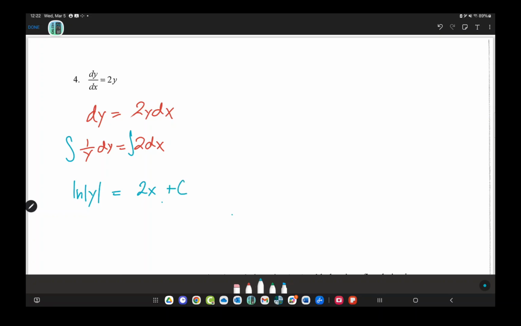Now, if I want to get y by itself, what would you do to get rid of ln? Use the equivalent exchange rule, which basically means make these both exponents with e as the base. So e to the natural log of y, and once you get rid of natural log you can drop the absolute value, is equal to e to the 2x plus c. Now, this is where it gets a little complex. We are going to get y is equal to e to the 2x, but I'm going to write it like this, times e to the c.